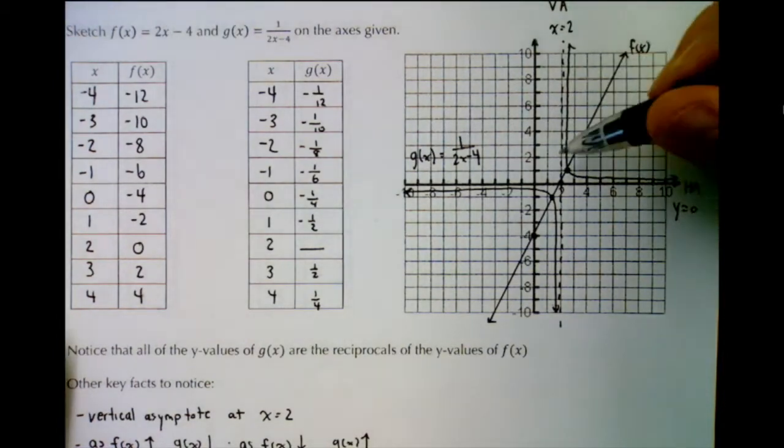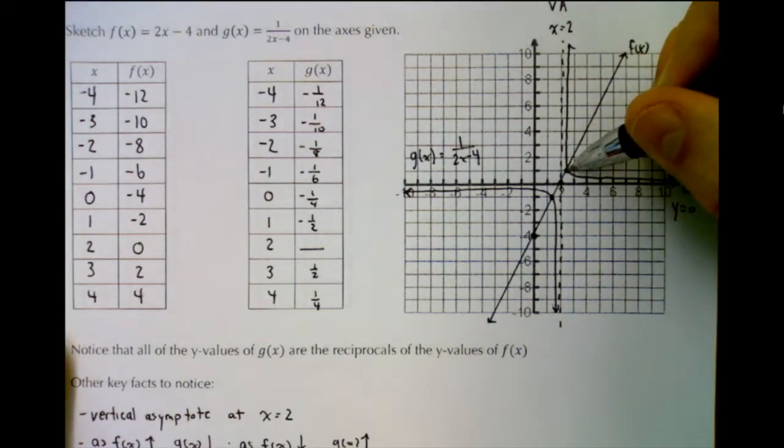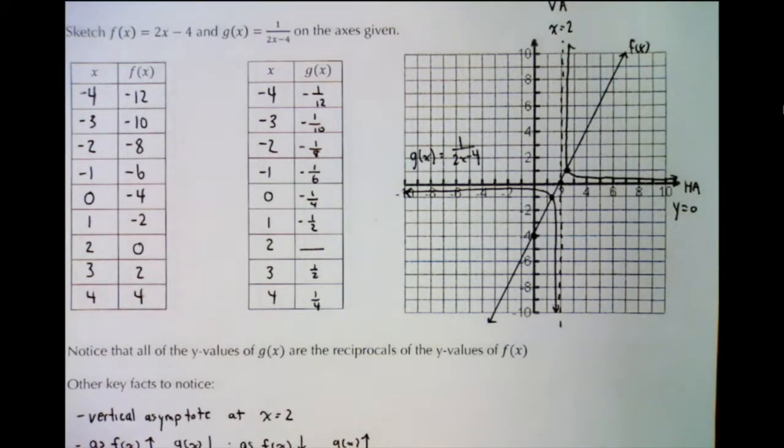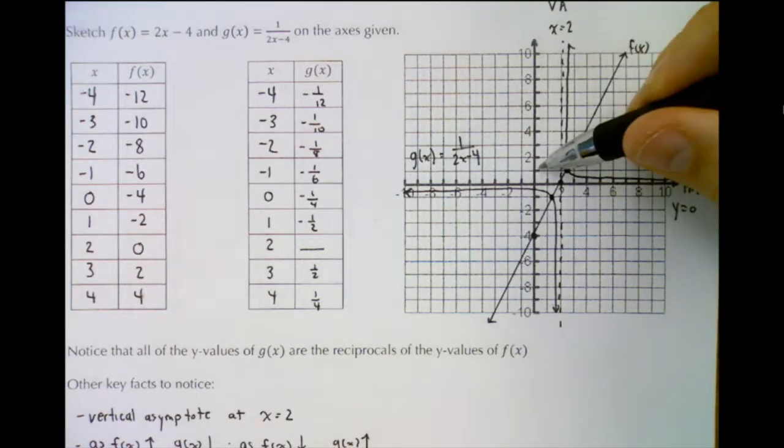So if we look on our graph at when y is 1, both f of x and g of x are at the same spot. Same here at negative 1. When y is negative 1, both g of x and f of x cross. The reason is because the reciprocal of 1 is 1. 1 over 1, if you flip it, is still 1 over 1.